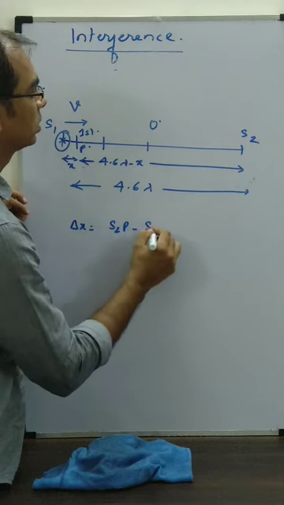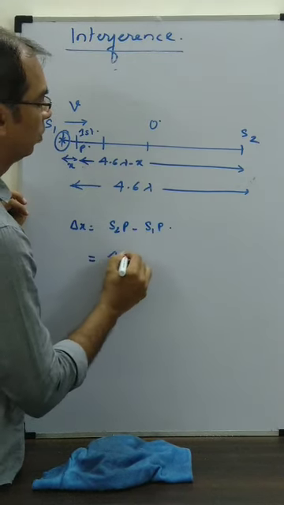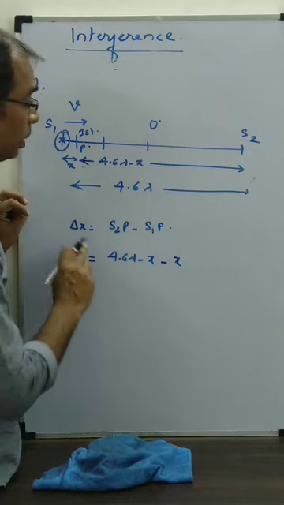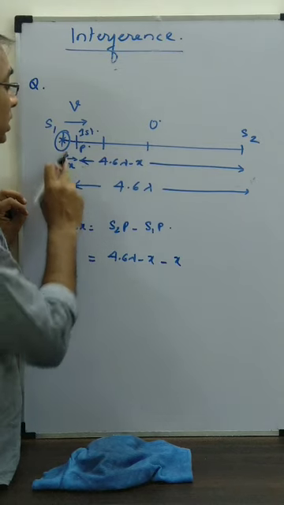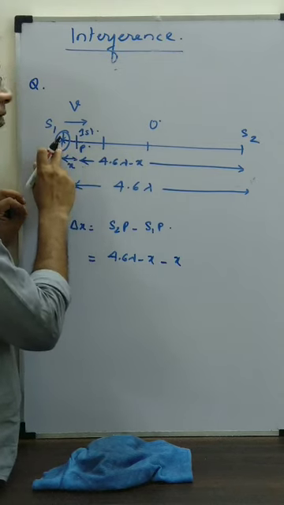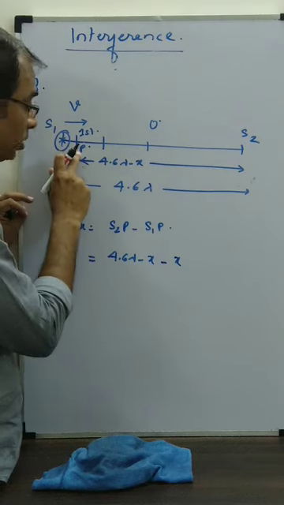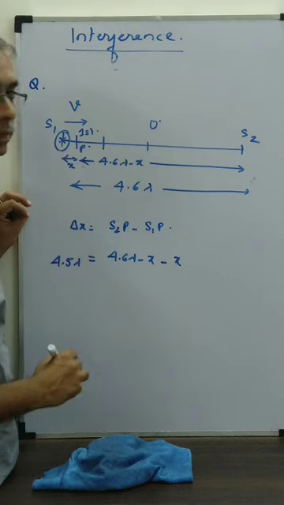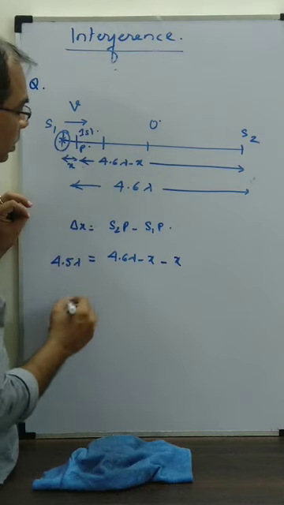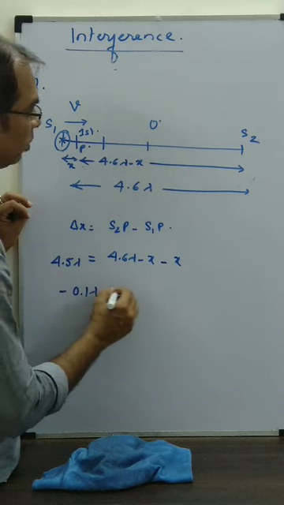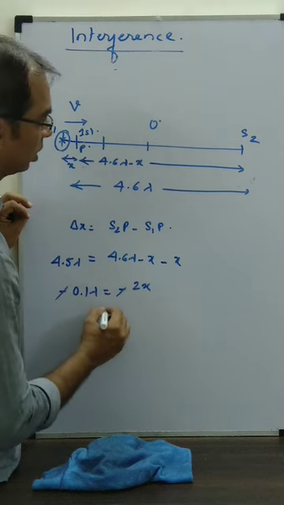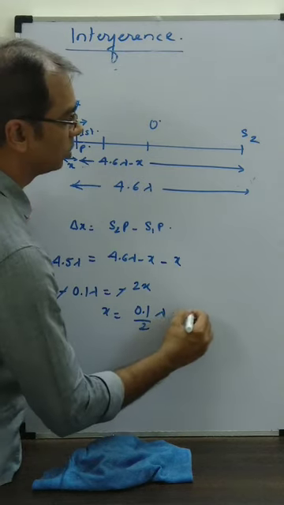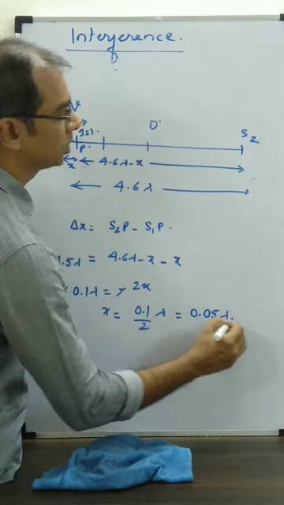If we are saying that this is point P, then the path difference will be S2P minus S1P. So we can write 4.6 lambda minus x minus x. But what is the path difference? Because we are searching here for the first minima. Here the path difference is 4.6 lambda. So here how much will the path difference be? 4.5 lambda. Bring it over here, this one is coming minus 0.1 lambda equal to minus 2x. Minus is gone. The x value is 0.1 by 2 lambda, or 0.05 lambda. This much you have to move.